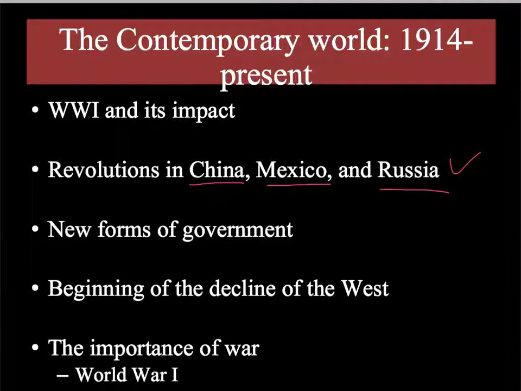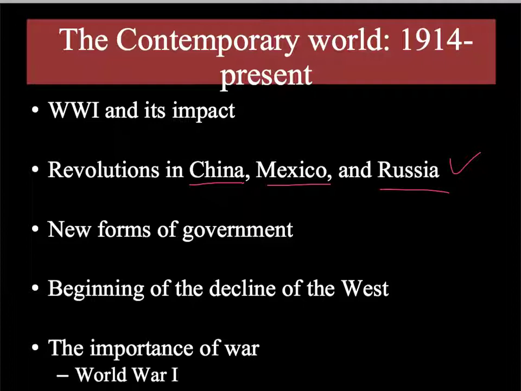We see the emergence of socialist governments that replace monarchies, or in other parts of the world, we see the emergence of democratic governments, and also eventually we see the emergence of totalitarian governments. But by the end of this contemporary period, virtually no monarchies existed.